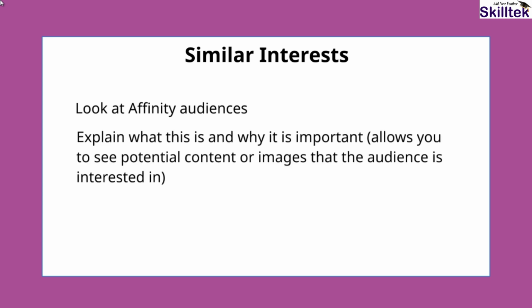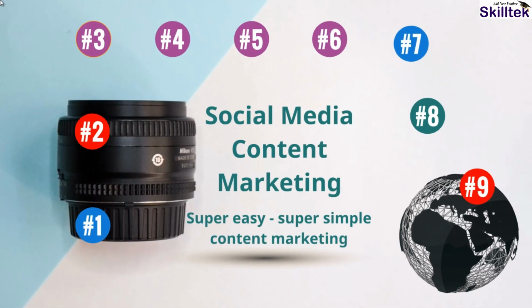And what these are, they are audiences that are related to the generic or general audience. So for example, if you think about basketball, somebody who's interested in sports or basketball, they may be interested in other things like running, and that would be an affinity audience. Now, the reason why we want to take a look at this is that it allows us to broaden the amount of content that we can create. So let me go ahead and show you some examples of them.